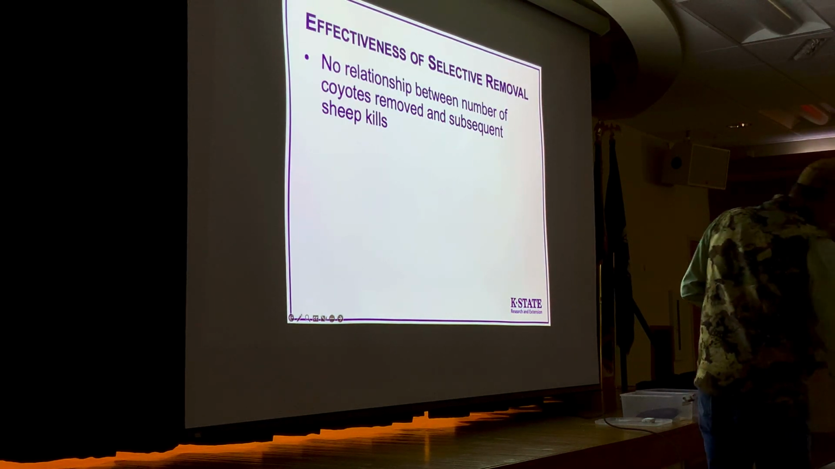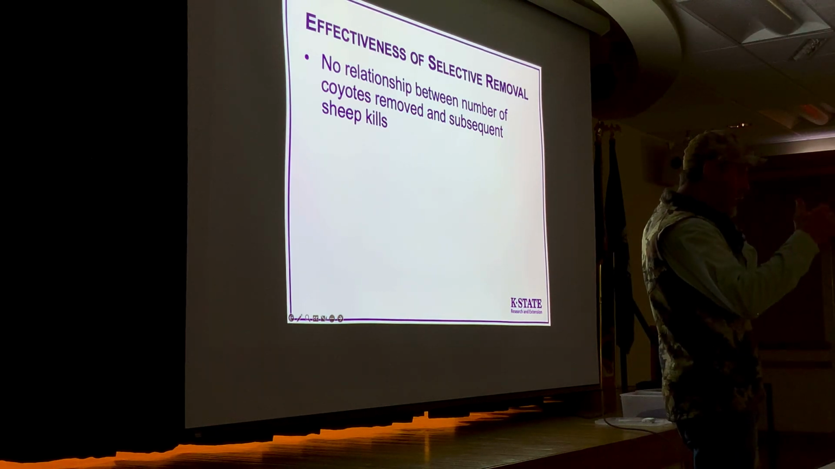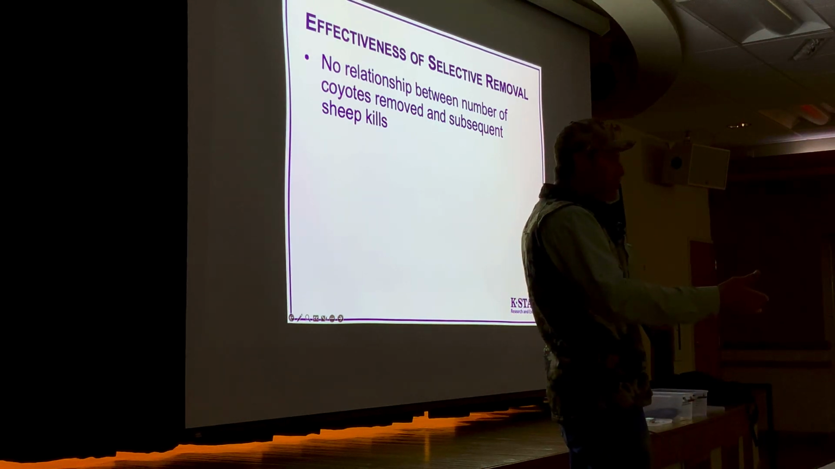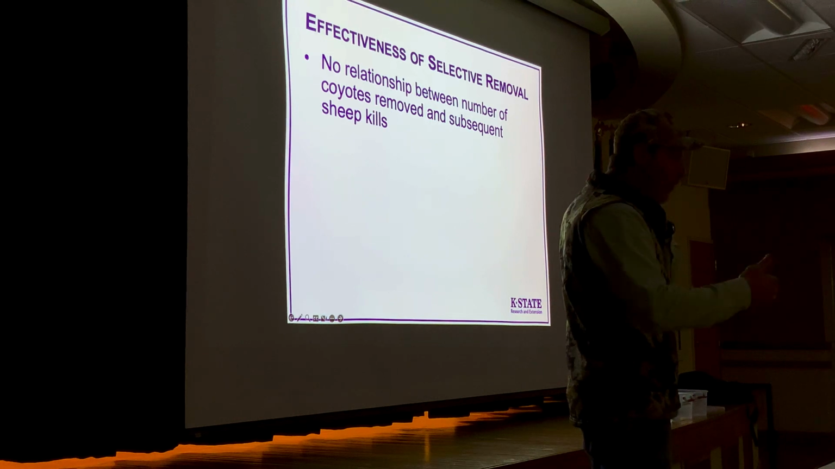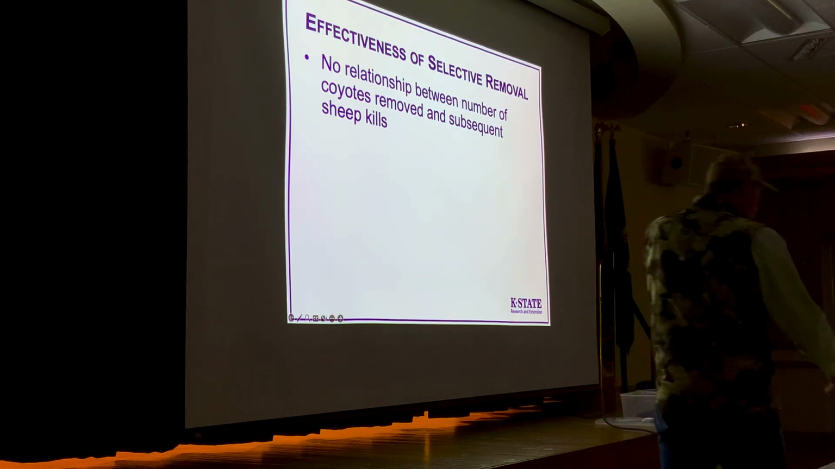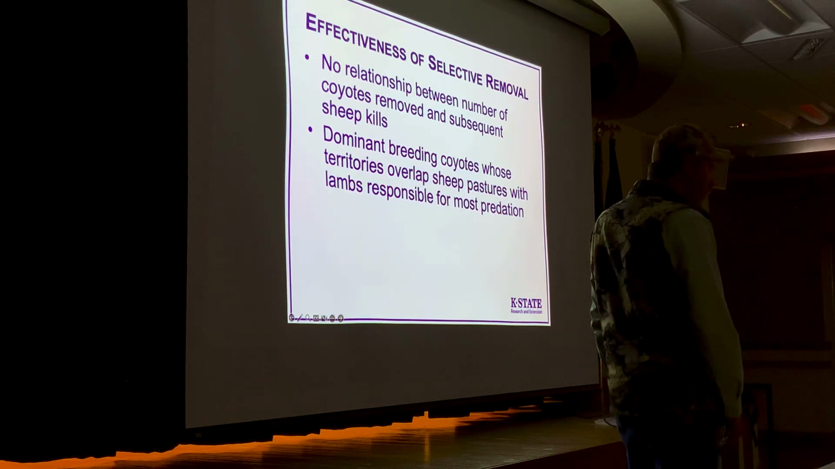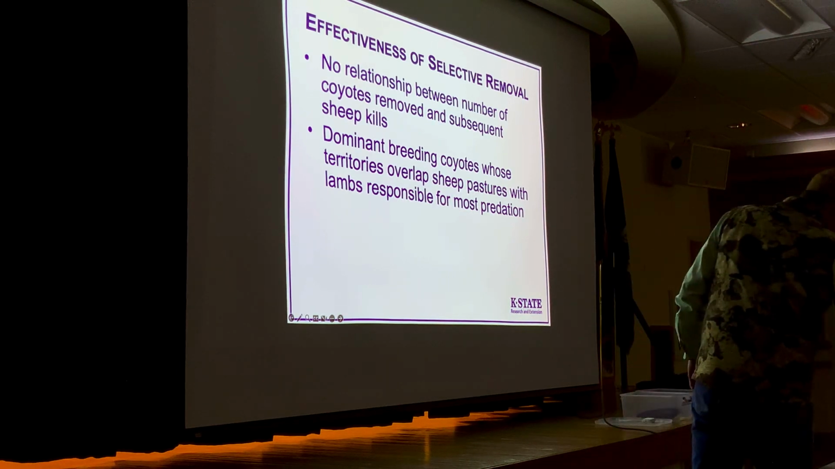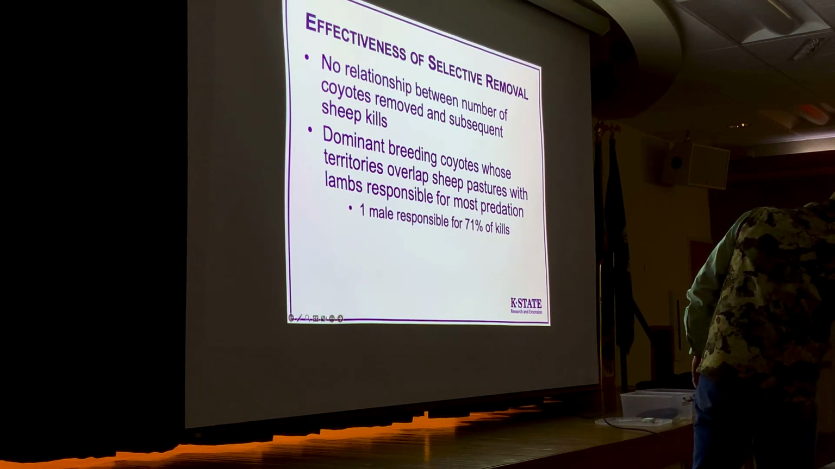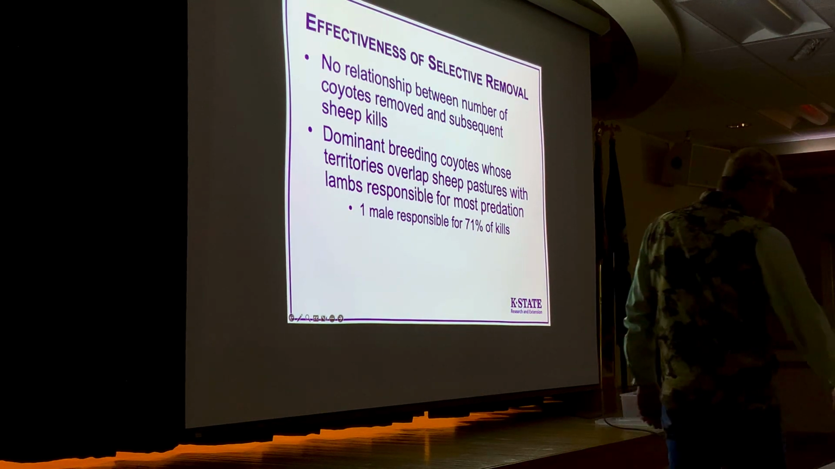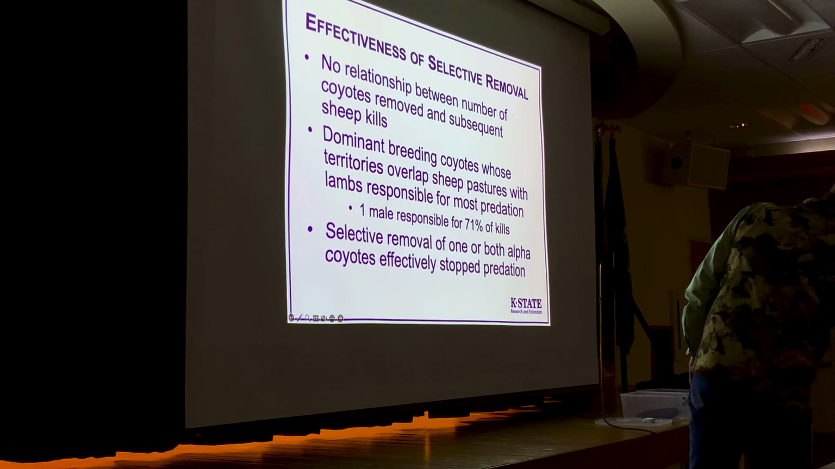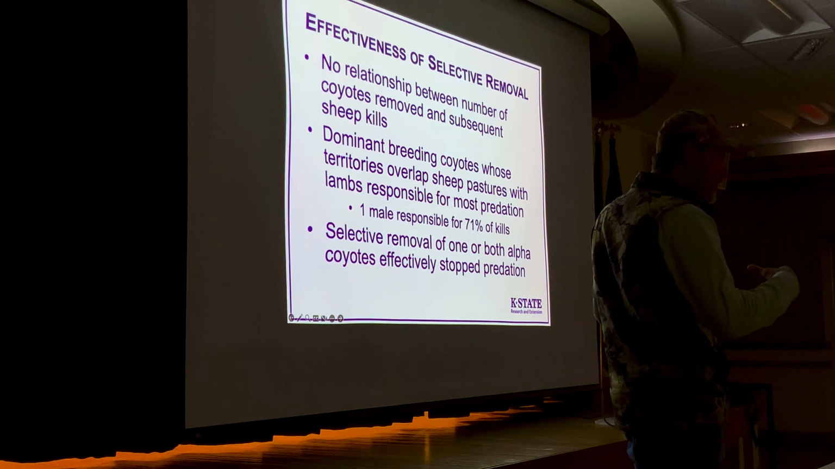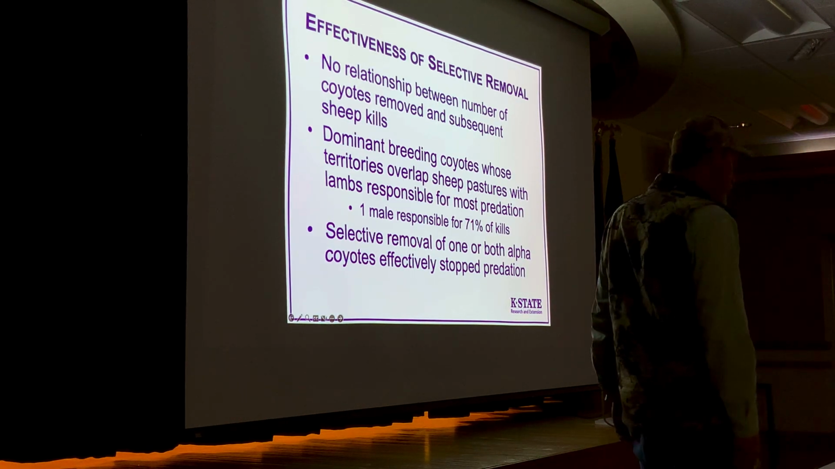So how effective is selective removal? Well, the studies that have tried to look at how many coyotes we have to remove before problems stop show no relationship between the number of coyotes removed and our problem stopping. Okay? What we have to do is get rid of those dominant breeding coyotes whose territories overlap the sheep pastures or our calving areas, because they're the ones that are responsible for most of the predation. In one study that was looking at this, one male was responsible for 71% of the kills. So our goal is selective removal of one or both of that alpha pair, because that's what's going to stop the problem.